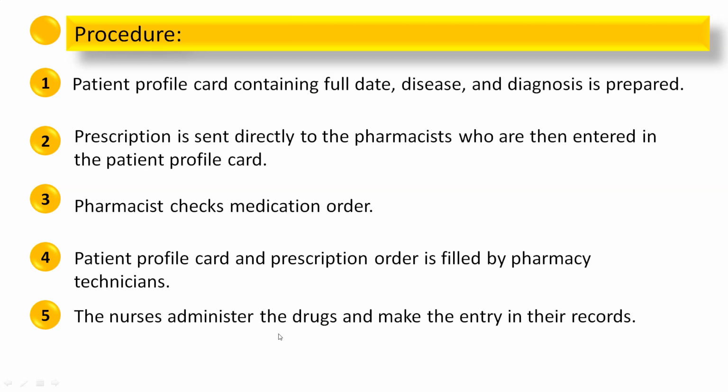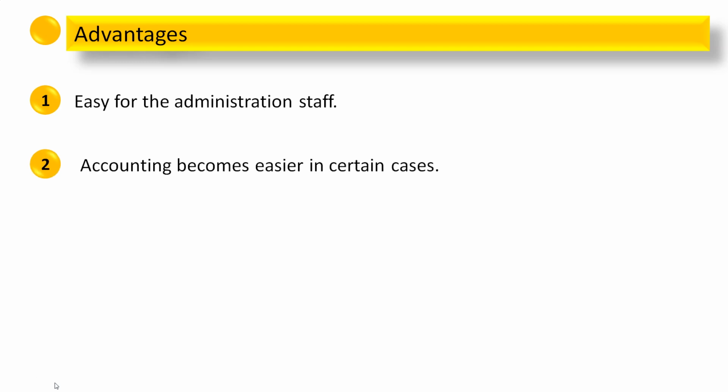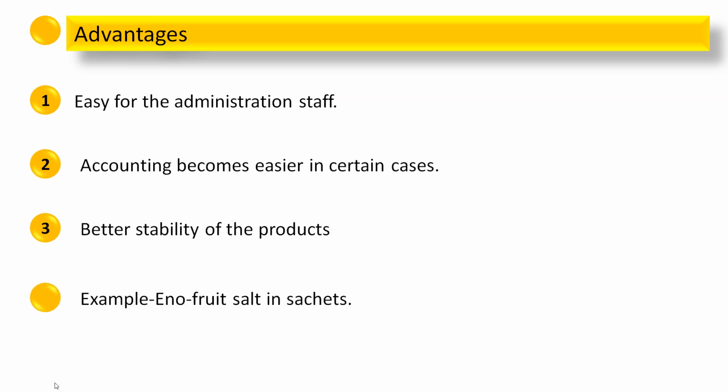Now we shall see some of the advantages and disadvantages associated with the decentralized unit dose dispensing system. The advantages are: easy for the administration staff, accounting becomes easier in certain cases, and better stability of the product, for example fruit salt in sachets. So some of the advantages are listed here.